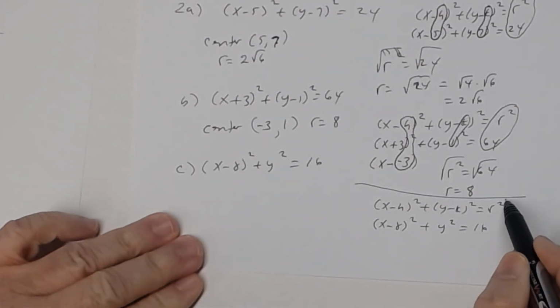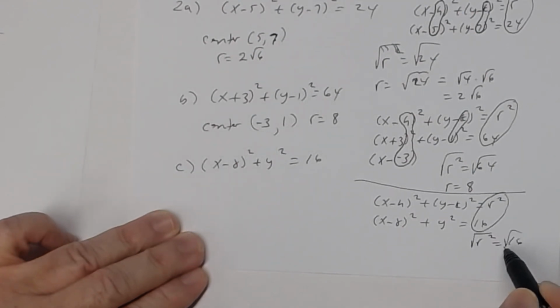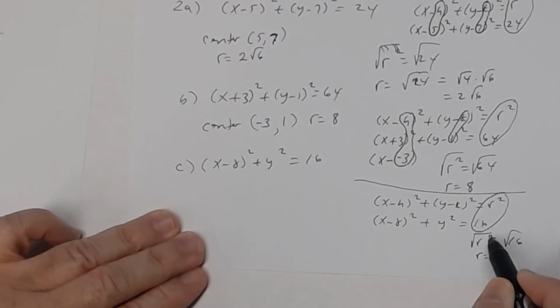So let's look at the radius this time. So this one's easy, right? So r² equals 16. So to get r by itself, I'm going to take the square root of both sides. Don't forget, it's just positive this time because distance is positive, and so these undo each other, so I get r to be the square root of 16, which is 4.